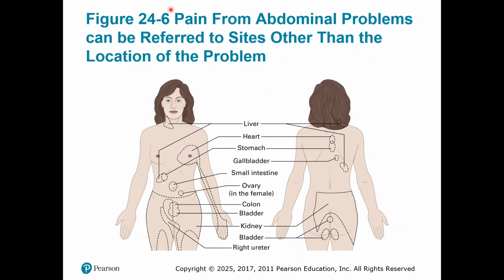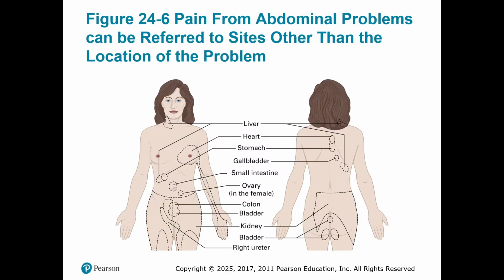All right, this is figure 24-6, which talks about how pain from abdominal problems can be referred to sites other than the location of the problem. So here we can look at the heart right here. If it's cardiac related chest pain, it can radiate into the back. Here we have the liver, which can radiate into that shoulder. You can go through here and look at some of the referred pain. It would be a good idea to understand that, because there are always questions here and there that refer to this referred pain.